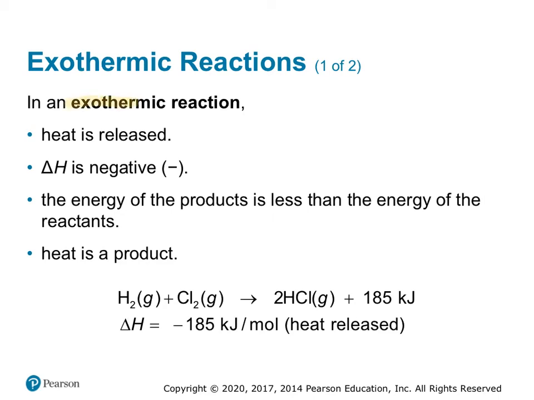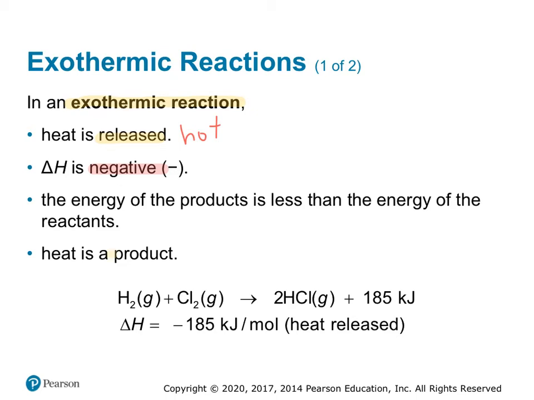In an exothermic reaction, heat is released. So an exothermic reaction is going to feel hot. And delta H is negative. So the delta H of an exothermic reaction is negative because the energy of the products is less than the energy of the reactants. So when I subtract, I come up with a negative number.